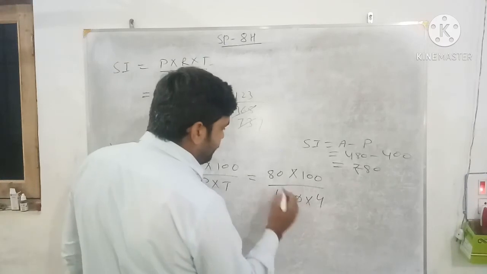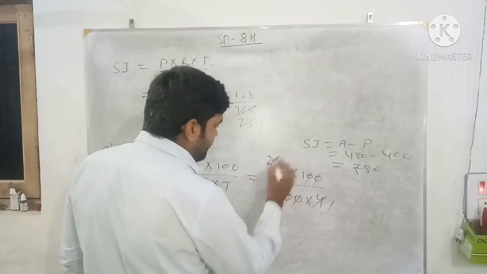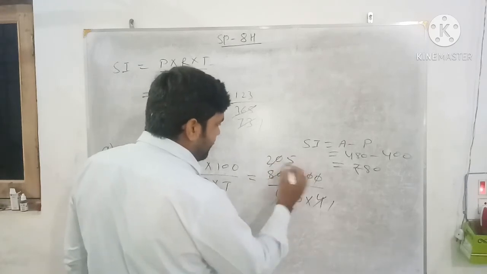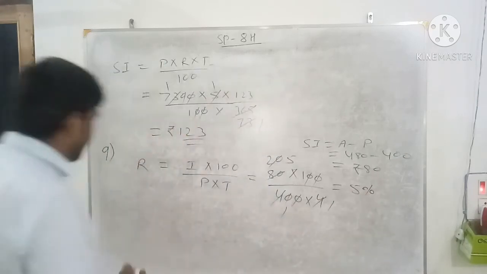Now both zeros are cancelled with this. Now 4 1s are 4, 4 2s are 8, 80. Now 4 1s are 4, 4 5s are 20. So the rate you got is 5%. But here the new rate.